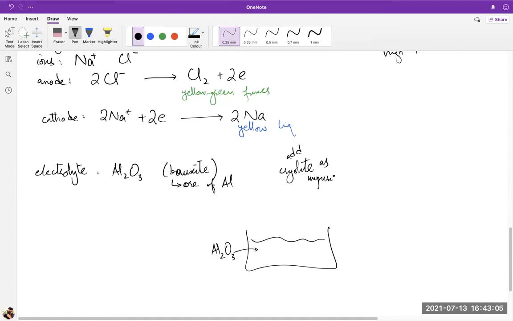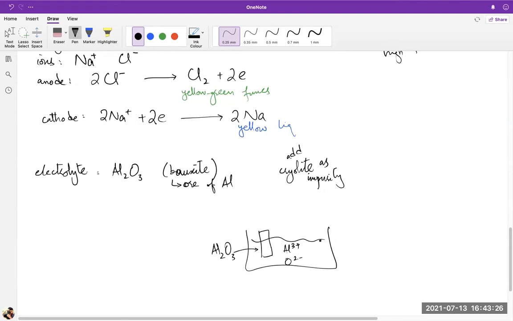And remember, what do impurities do? They lower the melting point. So that's exactly what cryolite is going to do. Cryolite is going to lower the melting point of this thing. And now we have aluminum oxide in molten form. So you have aluminum ions, you have oxide ions. They're both floating around, swimming around in this electrolyte.